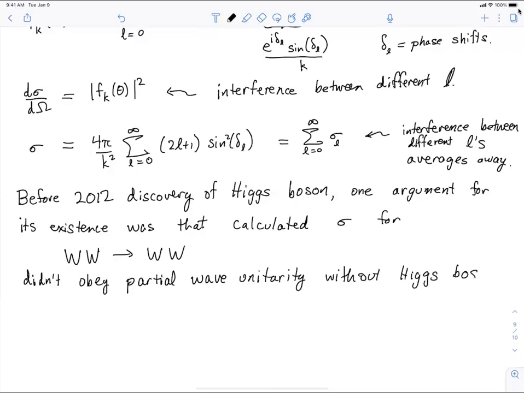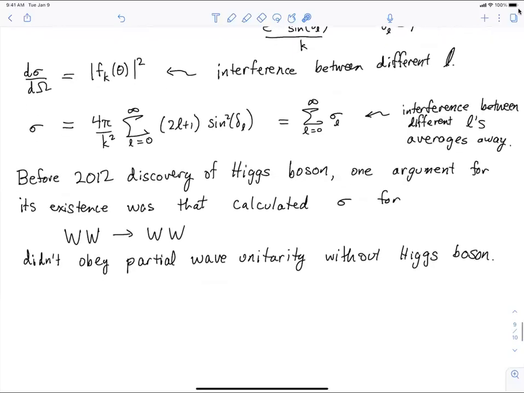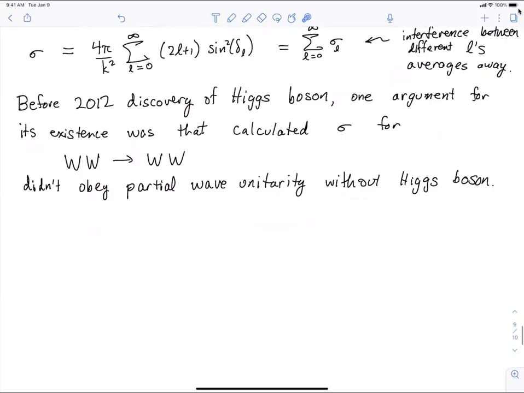So the problem with this argument is all that it tells you is that you need to do something to the theory to fix up partial wave unitarity, and it may have been the Higgs boson and it could have been something else. It turns out it was the Higgs boson because we discovered it. So this is a very useful thing. This is all based on the fact that sine squared delta L, the biggest it can possibly be, is 1. And so that's telling you how big the different partial wave contributions to the cross-section can possibly be, no matter what the potential is or what's going on.